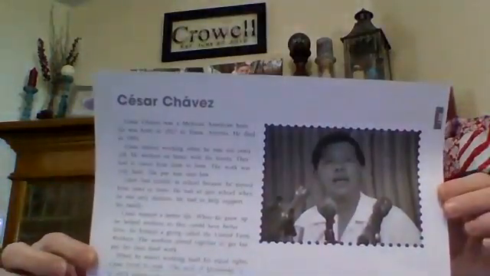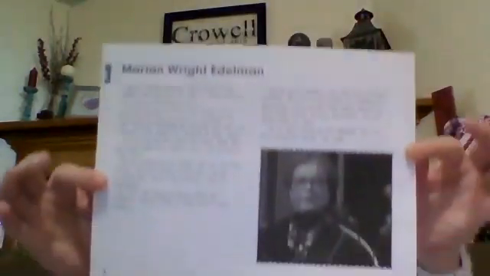Then it says, compare the passages about the two great Americans. So then you should have Cesar Chavez and Marion Wright Edelman. So you're going to read both of those, and then on a regular piece of paper, you're going to write the answers to the questions that they ask. So how are they alike? How are they different? What real world connections can you make from the stories? What new information did you learn?